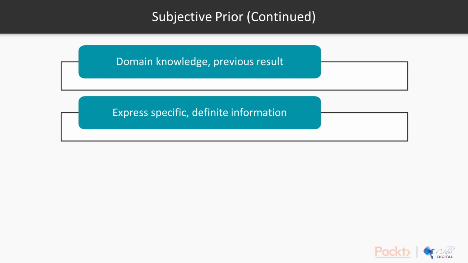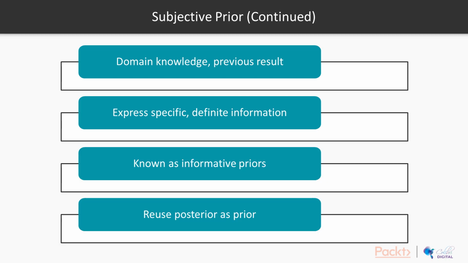A subjective prior is selected based on domain knowledge or intuition, or perhaps from the result of previous analysis. Subjective priors allow the practitioner to assert their own views into the prior. It expresses specific, definite information about a variable. A subjective prior is also known as an informative prior.